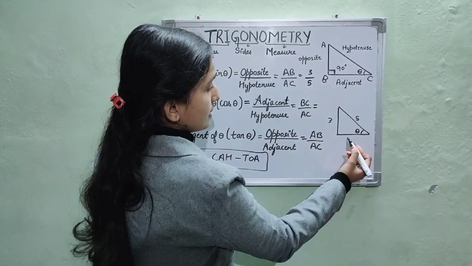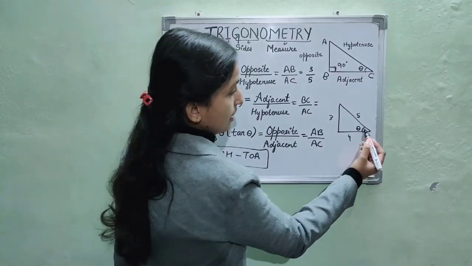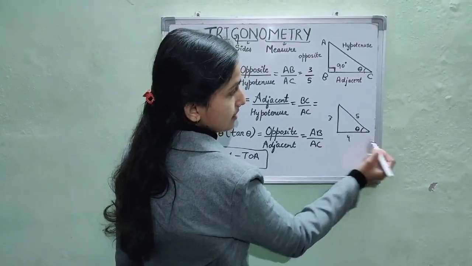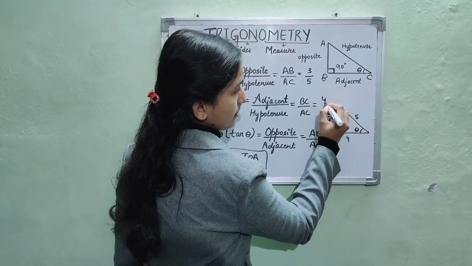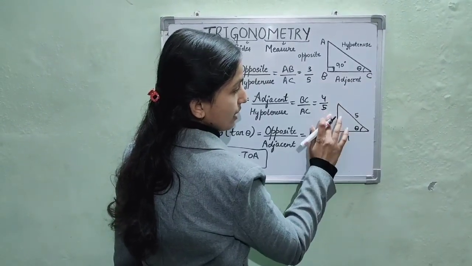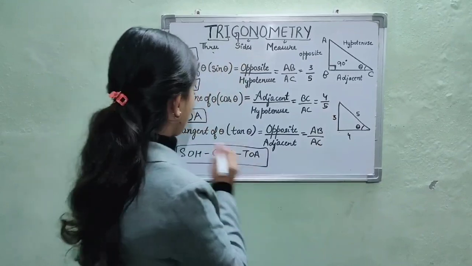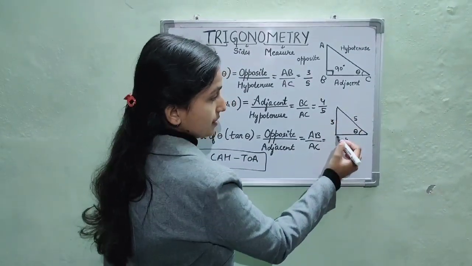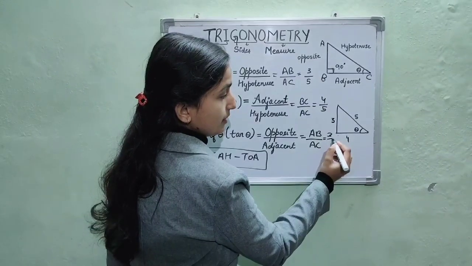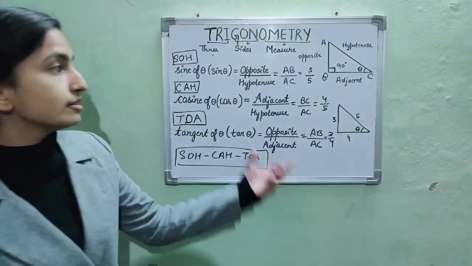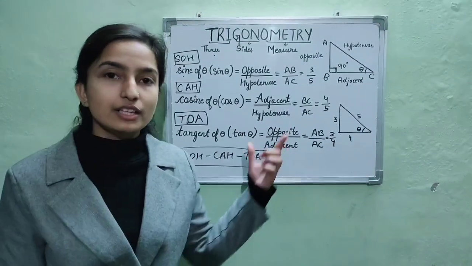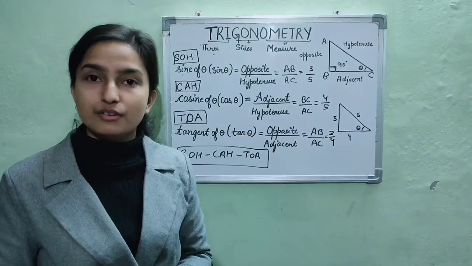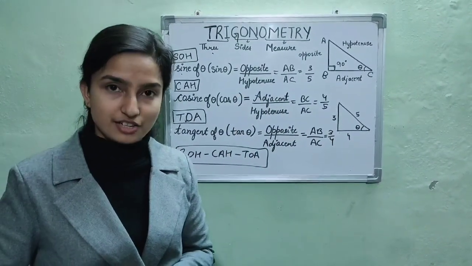Then the cosine of angle theta will be adjacent over hypotenuse. So in this case it will be 4 over 5. And then the tangent of the angle theta will be opposite over adjacent, right? So it will be 3 over 4. So that's how we can find all the values of these three trigonometric ratios of a right angle triangle.